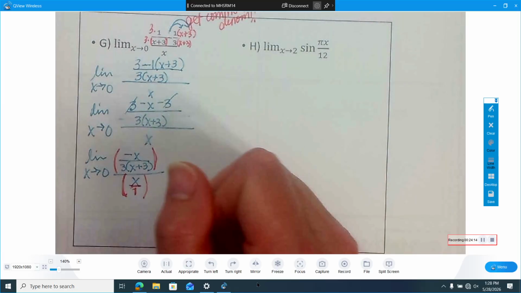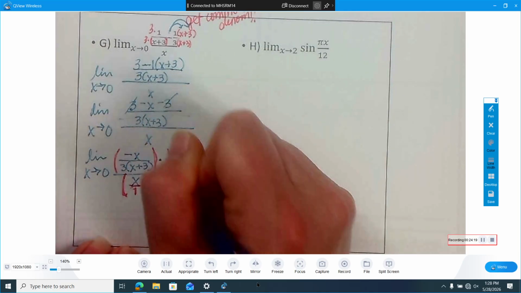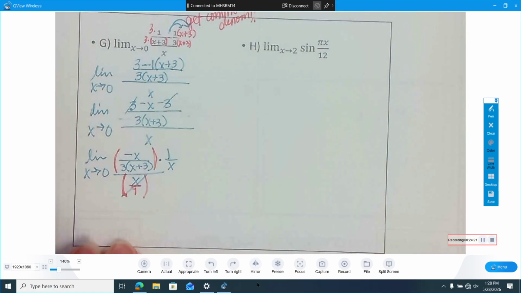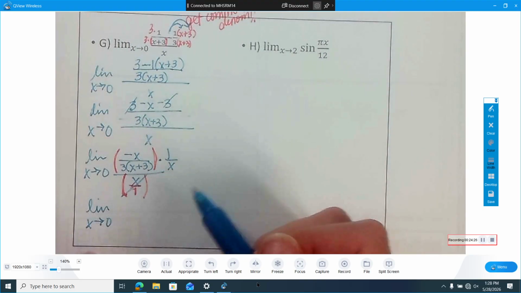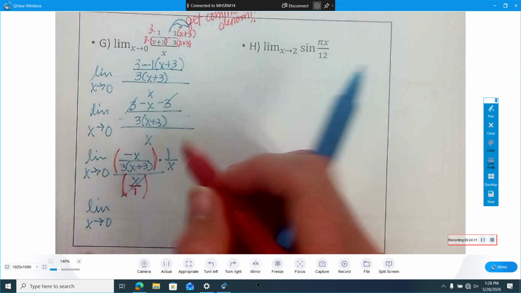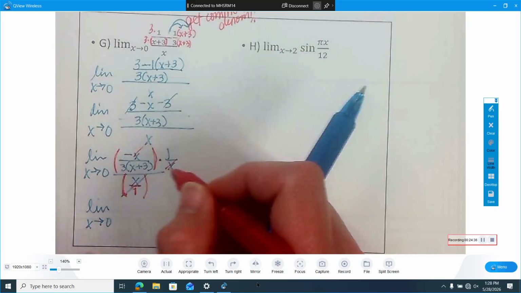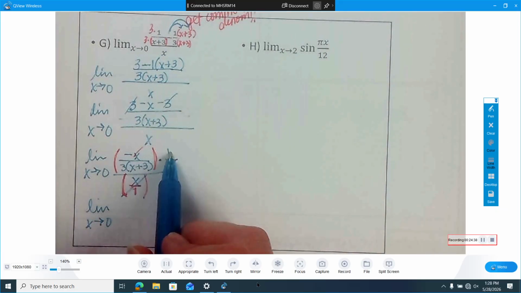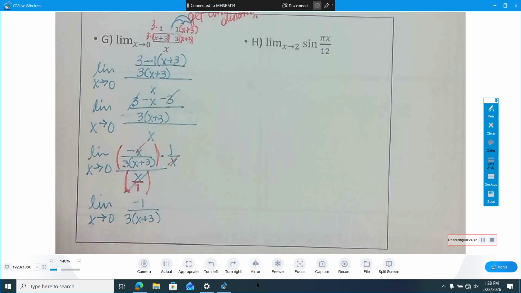Multiply by the reciprocal. So we're going to multiply by 1 over x to get rid of that denominator. And so that gives me the limit as x approaches 0 of, what happens then? I can do this in one step here. The x on top and the x on bottom are going to reduce each other. So that's really nice. I have a negative 1 on top and 3 quantity x plus 3 on bottom. Are you with me?